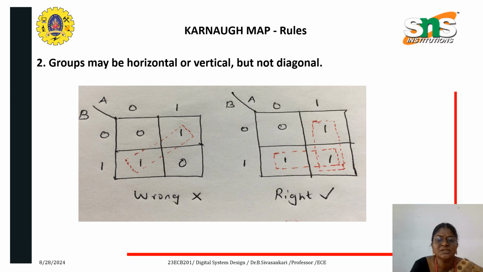And the second condition is, we cannot group ones diagonally. Only if they are adjacent to each other can we group. So in the left side, you can see the diagonal ones that cannot be grouped, whereas in the right side, you can see adjacent ones, and they can even overlap. So more than one time, you can use a one; a one can be mapped in two groups. That is possible, right?